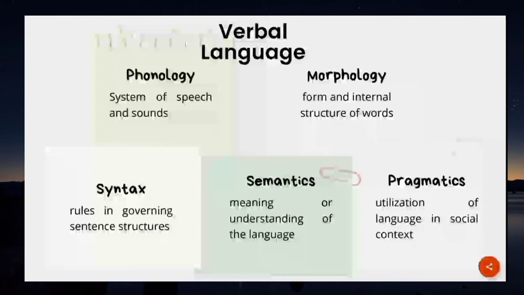Morphology concerns the form and internal structure of words. That is the transformation of words in terms of areas and numbers, like present to past tense or singular to plural. Next is the syntax. It involves the rules governing sentence structures, the order and the way in which words and sequences of words are combined into phrases, clauses, and sentences. And also it concerns the grammatical systems.